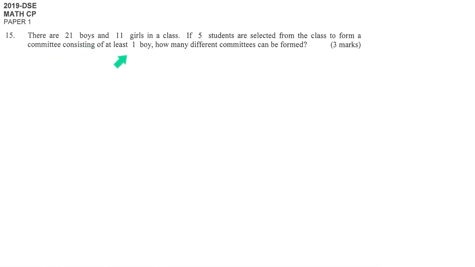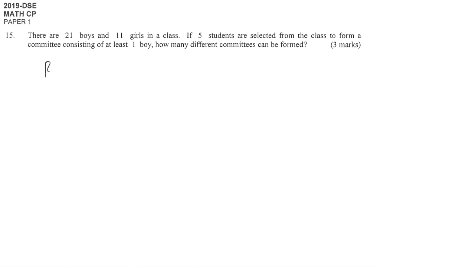So, a very typical combination or permutation problem about probability in section B. There are 21 boys and 11 girls, and we are going to choose 5 students in total. We want to know how many different committees can be formed if there is at least one boy. So, we try to list out all the possible outcomes before we start our calculation.